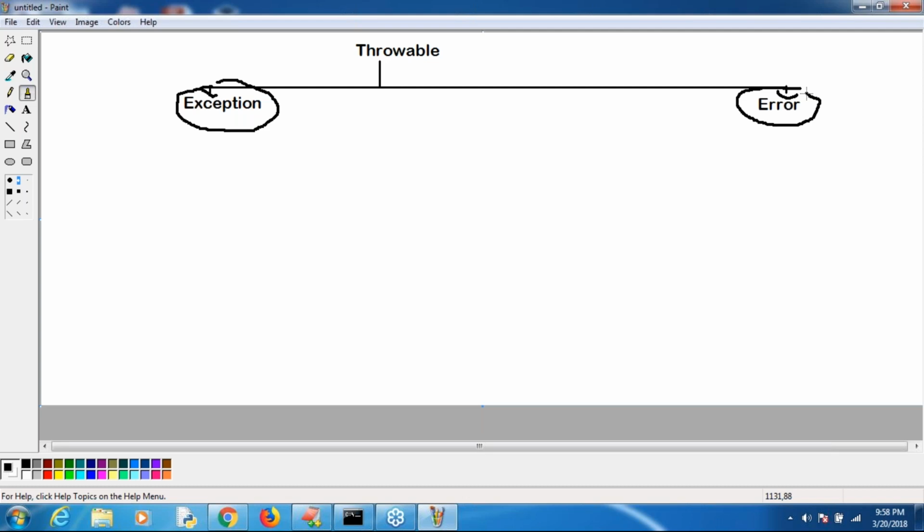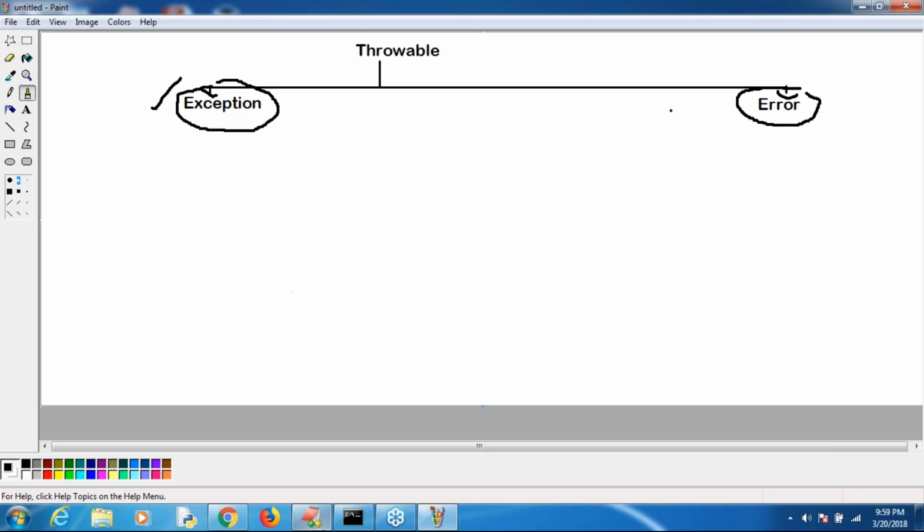Next, another difference is exceptions are recoverable. Are you getting that? Exceptions are recoverable, but errors are not recoverable. Like immediately you ask, sir, what is the difference between recoverable and non-recoverable, right?